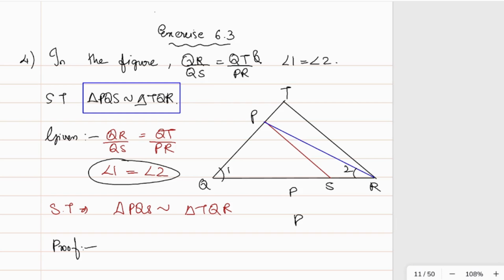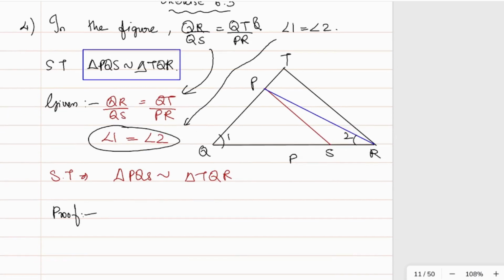Therefore, first we have to write what all things are given in the question. Copy it down there. QR by QS equals QT by PR. Again, angle 1 is given equal to angle 2. And what we had to prove? We had to show that triangle PQS is similar to triangle TQR, which we had written here. Now, we need to do the proof.